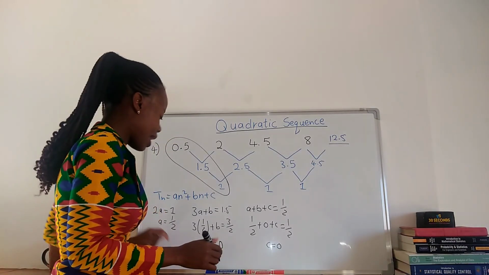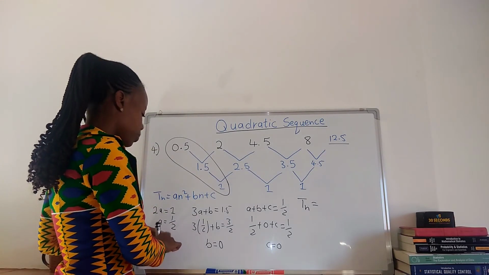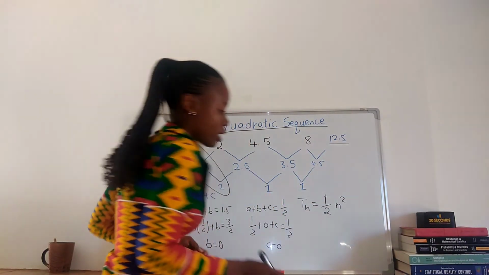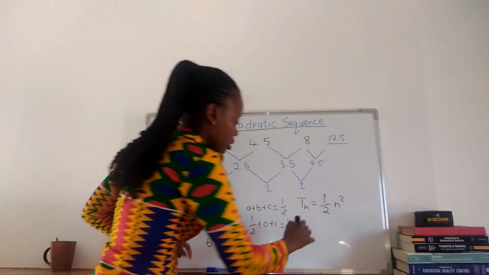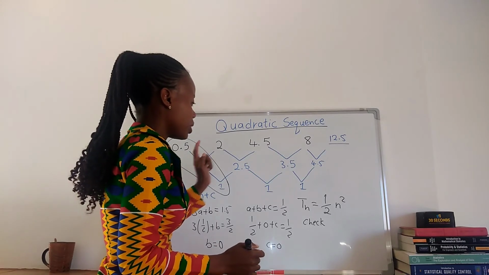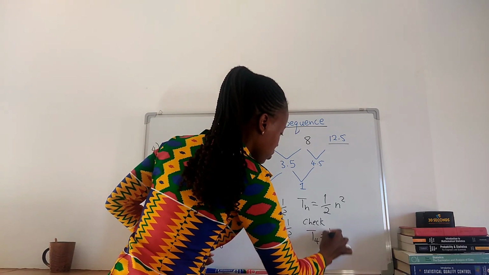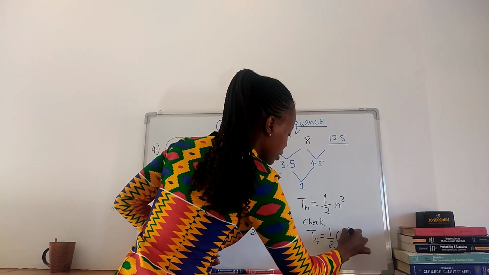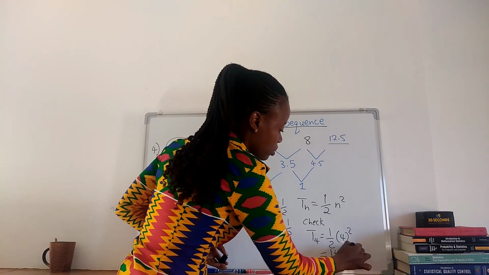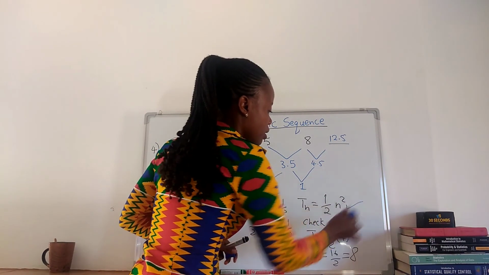Right? So our nth term is going to be, we have our a as half, so half n squared, or we can just write 0.5 n squared. Okay, let's check if this is correct. Let's check with term number 4. So we have T4 equals half times 4 squared, right? 4 squared is 16. 16 divided by 2 is equal to 8. So it means that our nth term formula is correct.